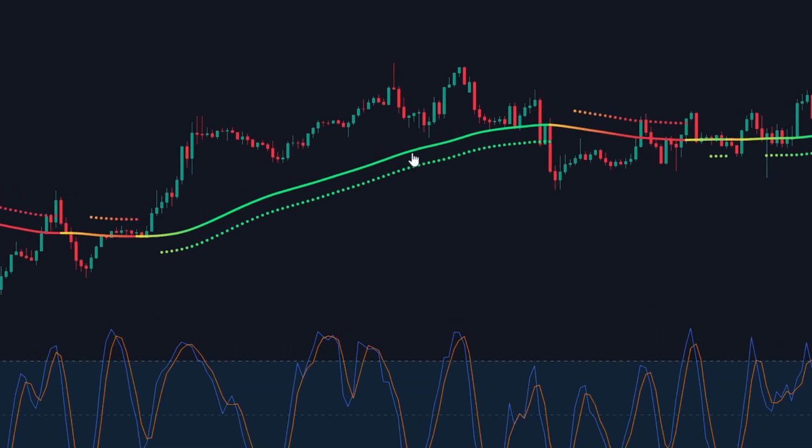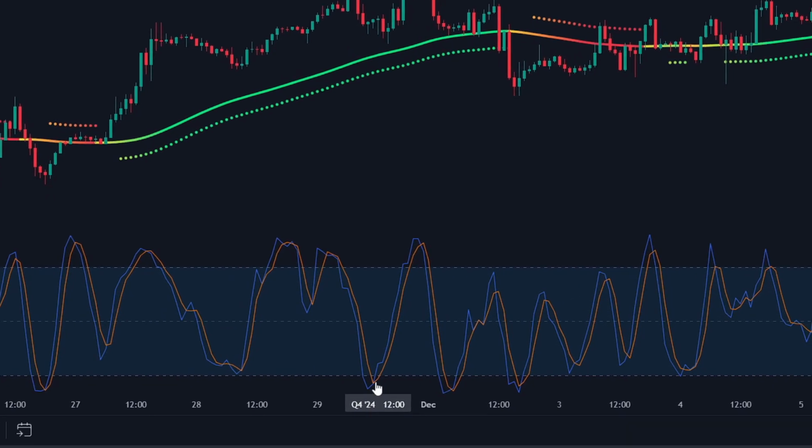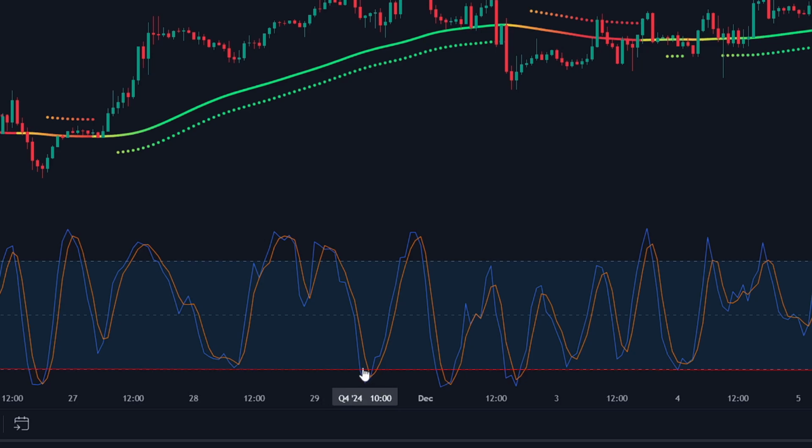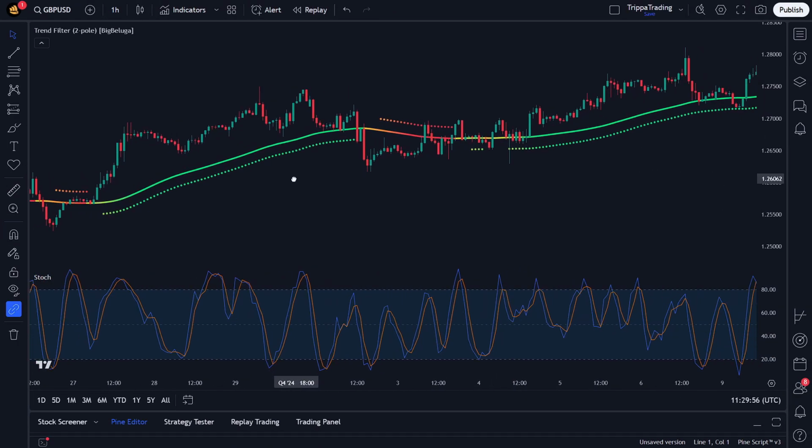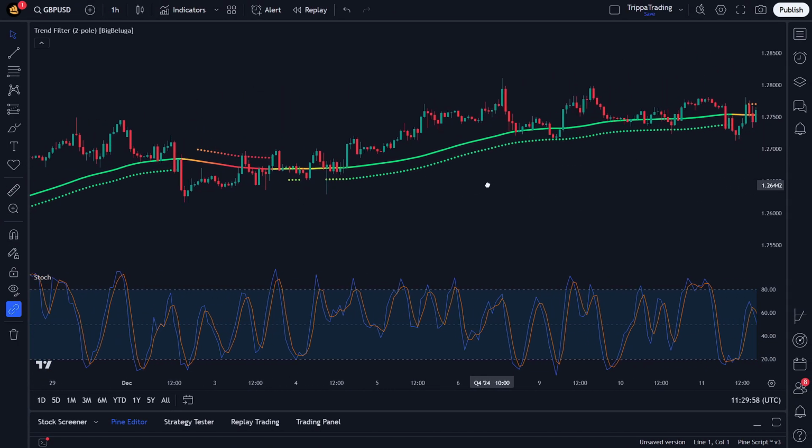Similarly, when the trend filter line is green in color, this indicates an upwards trend. During this, we will wait for both orange and blue line go below this line. This will signal oversold conditions. Then, we want the blue line to cross above the orange line and move above this level. So if you find these conditions fulfilled while trading, you can open a buy trade.